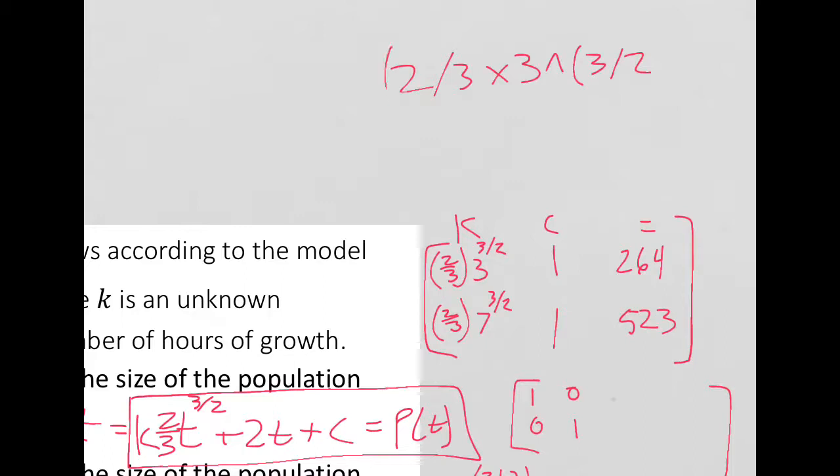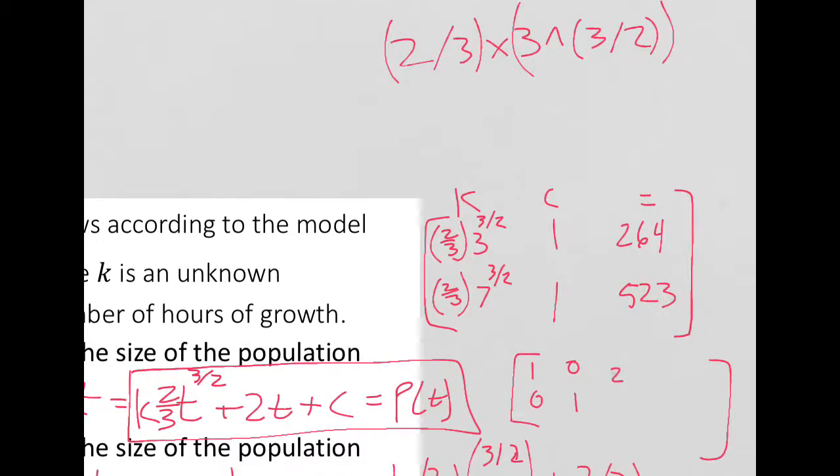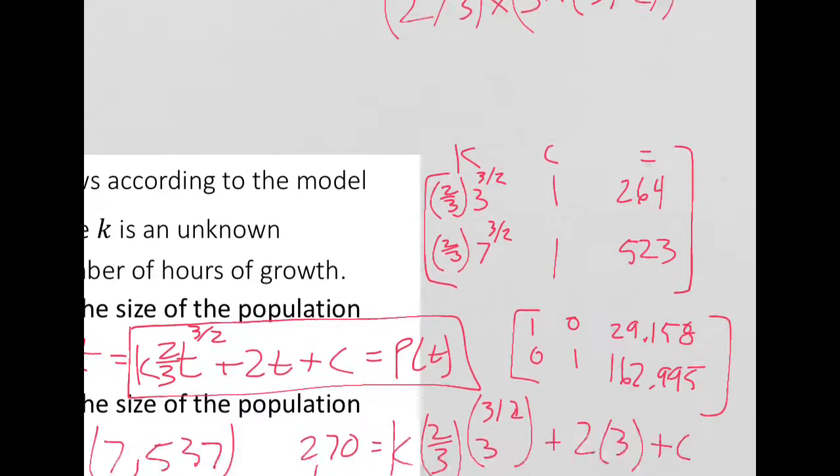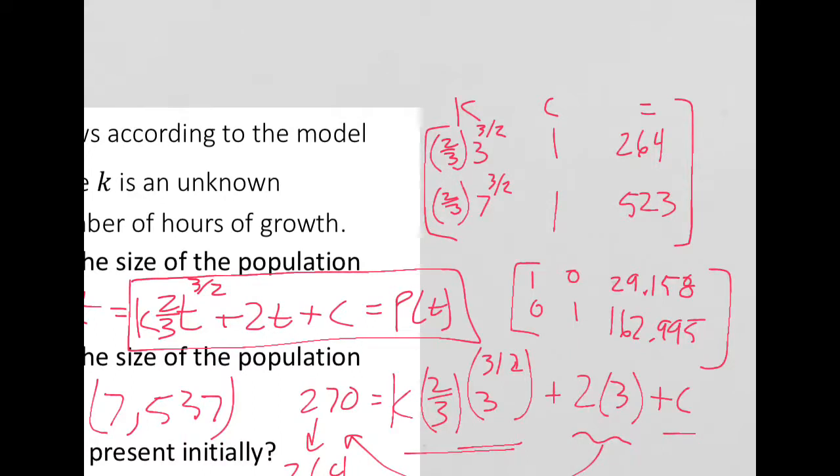You could easily put parentheses around that part, and close that parenthesis off, and put parentheses around that whole thing if you wanted to, but you don't need any of that. And you should end up with your answer matrix that looks like this, 29.158-ish and 162.995-ish. And that's telling us that our k value is 29.158, and remember we have our k column and our c column, so our c value is that number right there, 162.995.